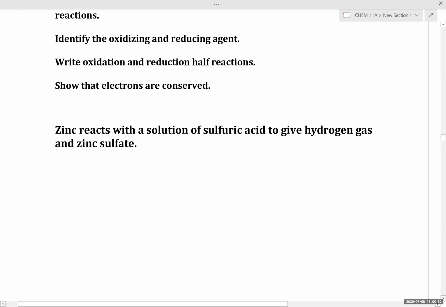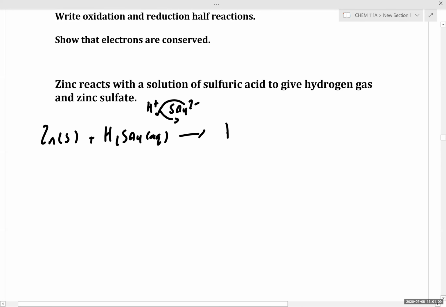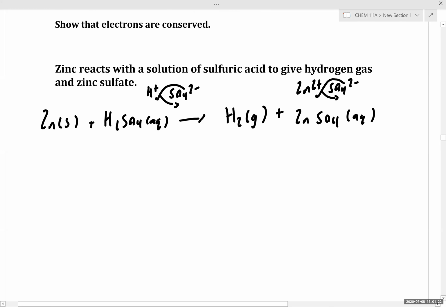Okay, so let's discuss this example. So zinc, we write as zinc solid, sulfuric acid. So we have H plus and SO4 2 minus. So we cross the charges and we get H2SO4 aqueous. They're going to react to give hydrogen gas, which is H2, and zinc sulfate. So we have zinc 2 plus, SO4 2 minus. We cross the charges, and that gives us zinc sulfate aqueous.